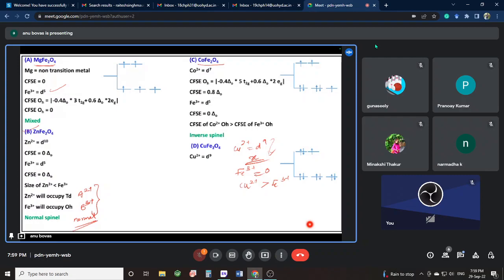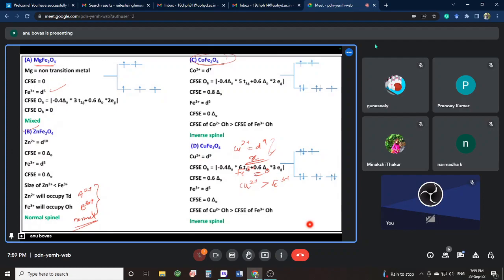We just have to find out whether it is inverse or normal spinel. So in this particular question, we know Fe3+ is 0 and Cu2+ will have some amount of CFSE, and without even calculating, we can find out CFSE of Cu2+ in octahedral is greater than CFSE of Fe3+ in octahedral. So it will also be an inverse spinel. It is the same with CoFe2O4 also. In this case also Fe3+ CFSE is 0 and Co2+ will have some CFSE, and therefore it will be inverse spinel.